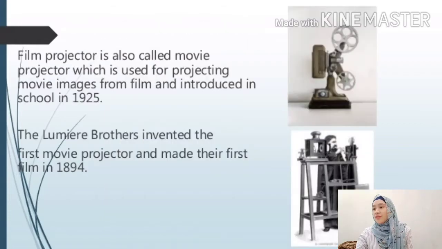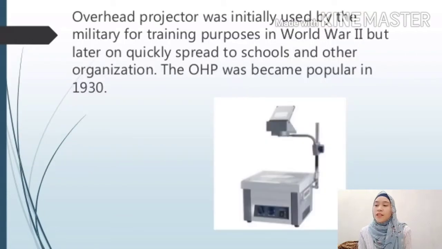And then, this is the film projector. So, this is the film projector. That is also called a movie projector, which is used for projecting movie images from film and was introduced in school in 1925. So then, the overhead projector was initially used by the military for training purposes in World War II, but later on quickly spread to schools and other organizations. The OHP became popular in 1930. As you can see, it was already used in World War II, so it has been around for a long time.